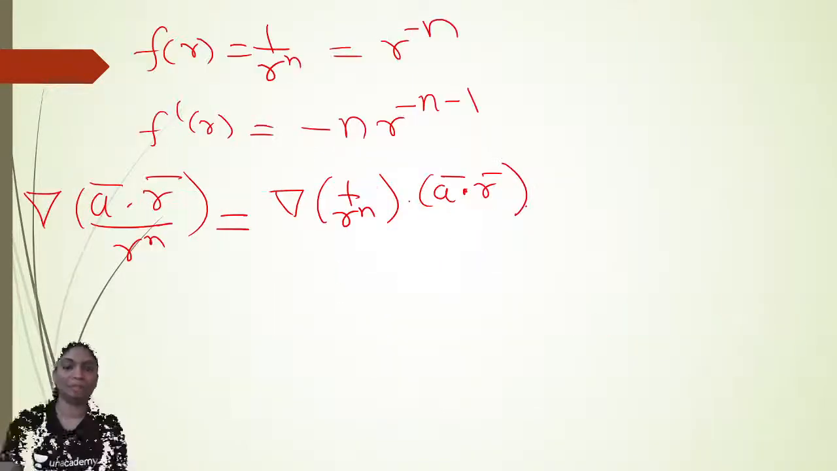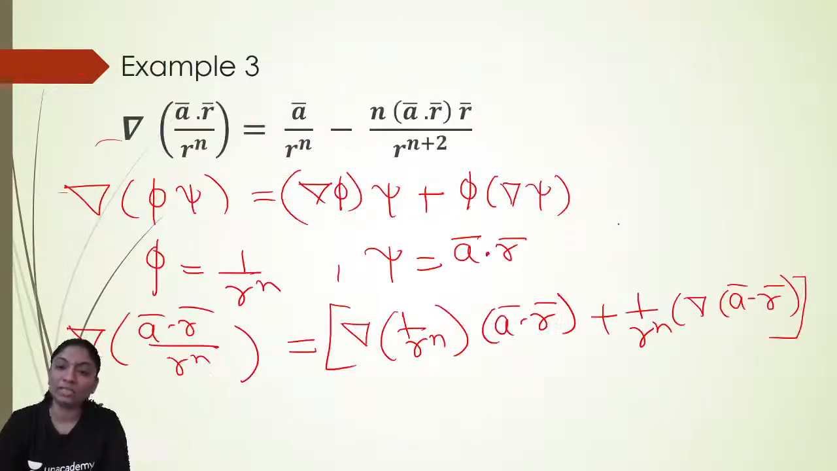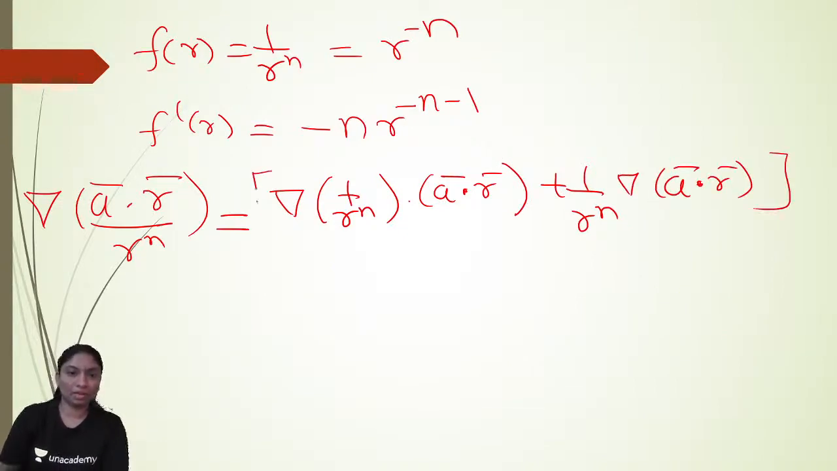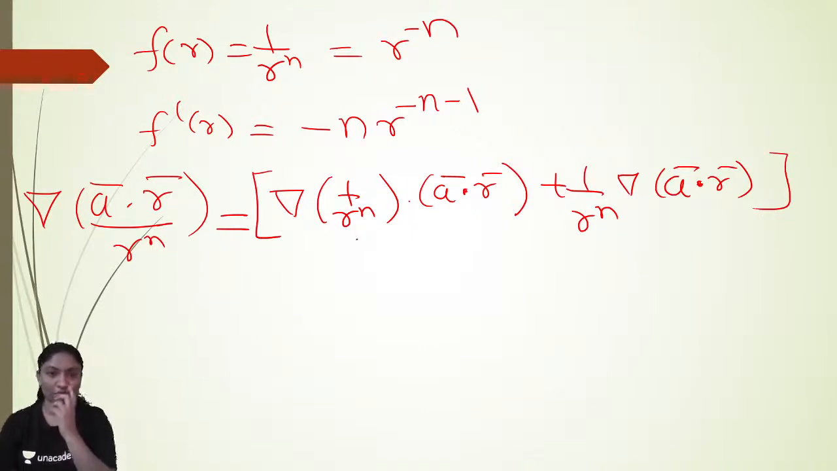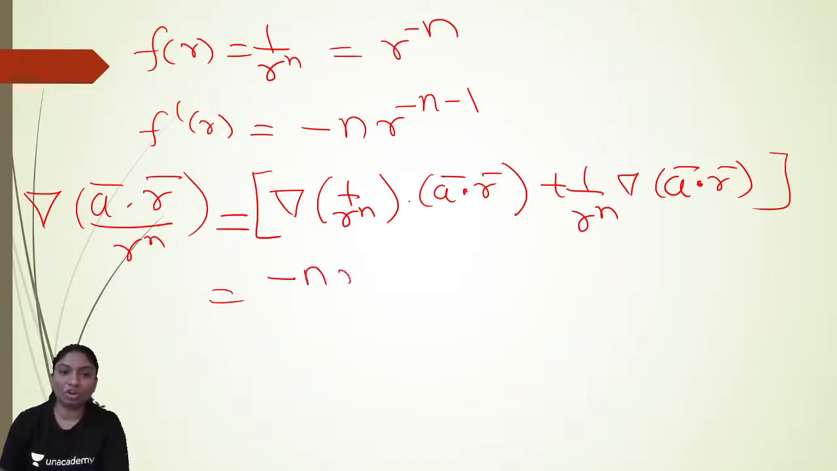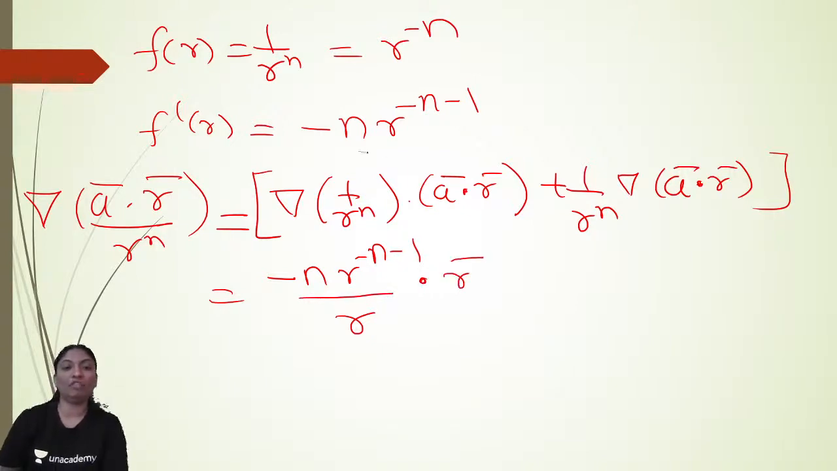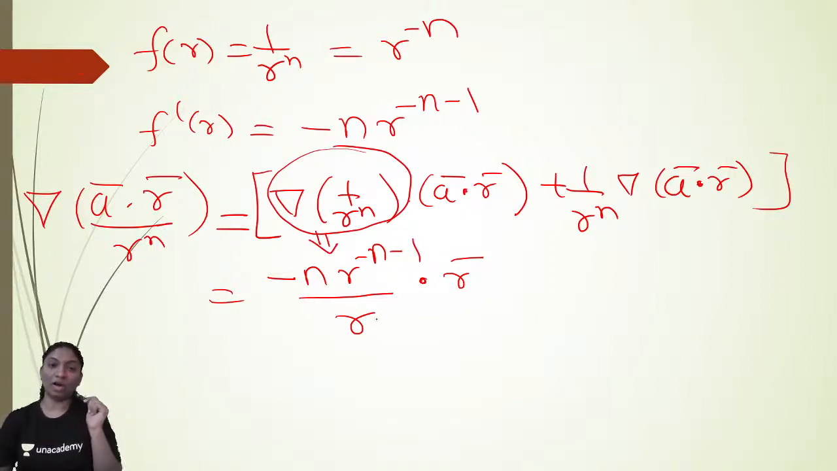We have to prove it, so a bar dot r bar, keep it as it is. a bar dot r bar plus 1 upon r raised to n into del of a bar dot r bar. Here you can take del of 1 upon r raised to n. So del of f of r means f dash of r upon r into r bar. This is the elaboration of del of f of r.